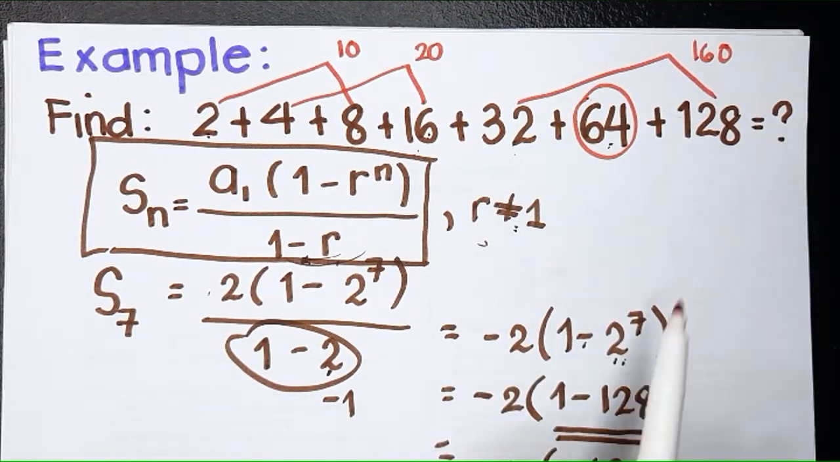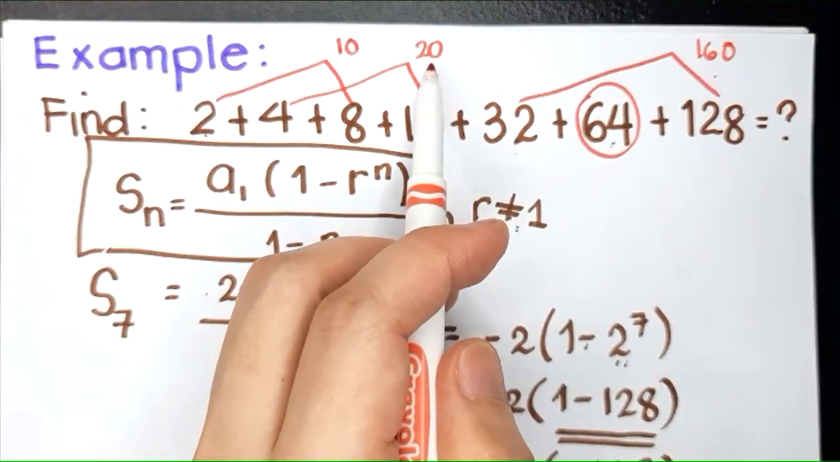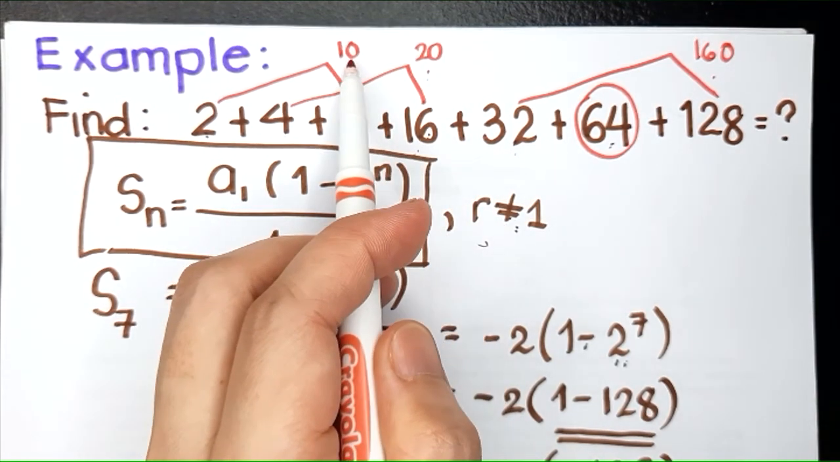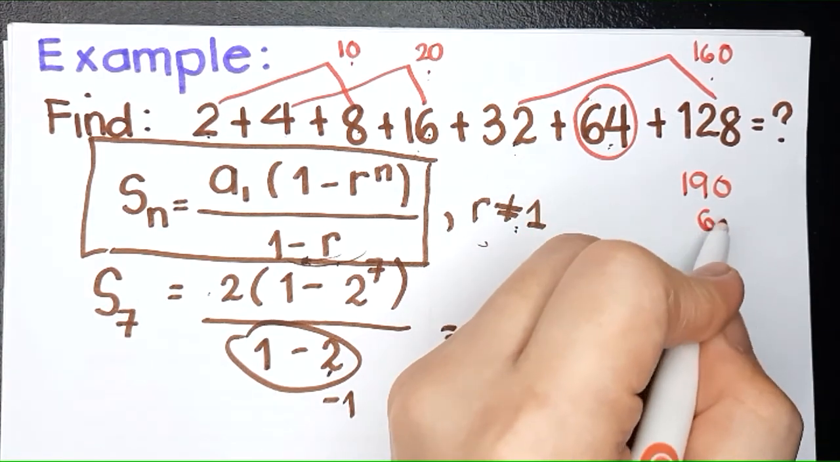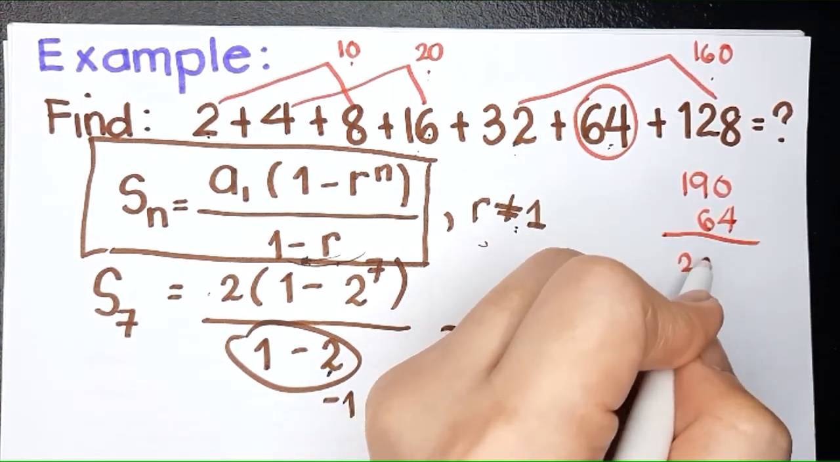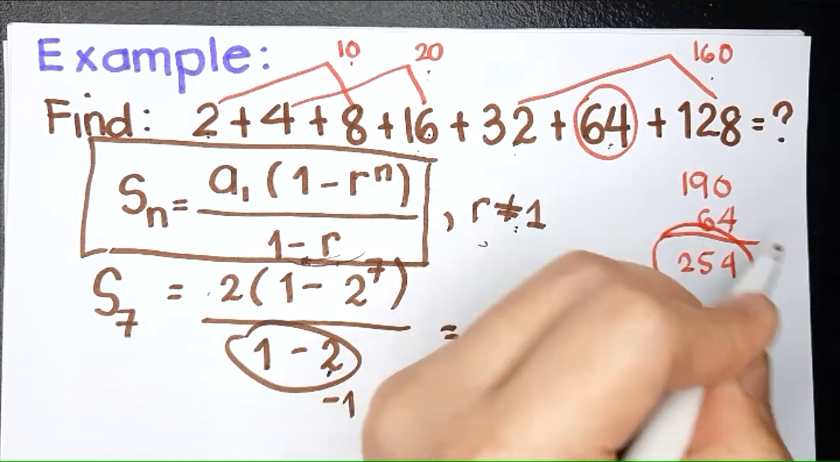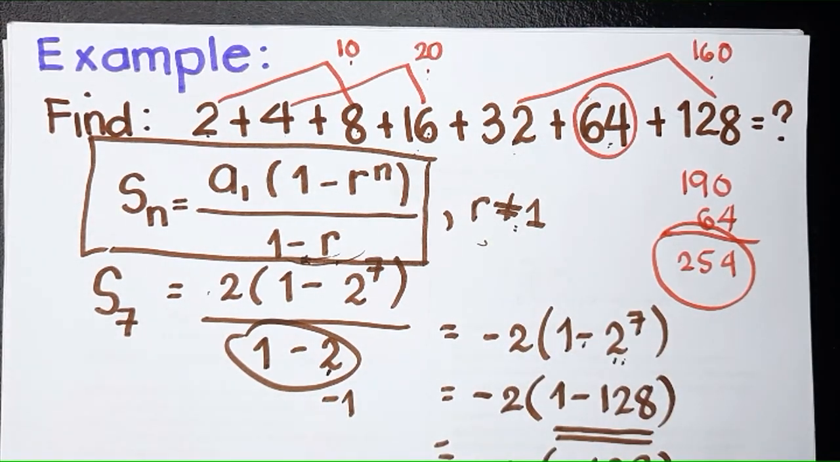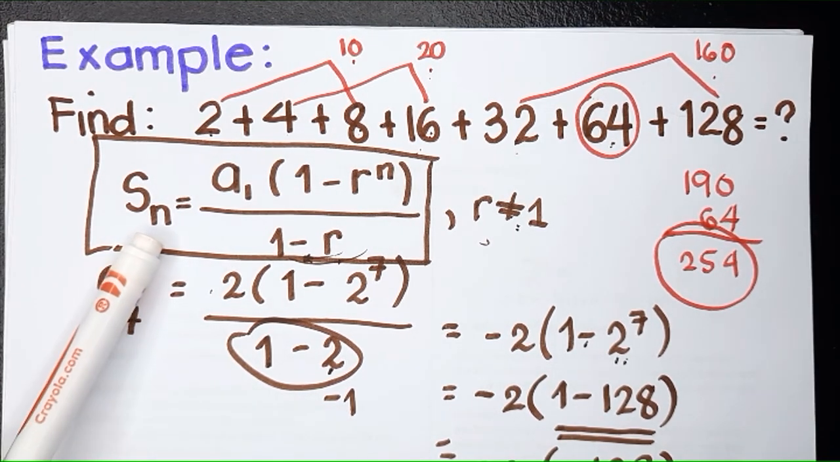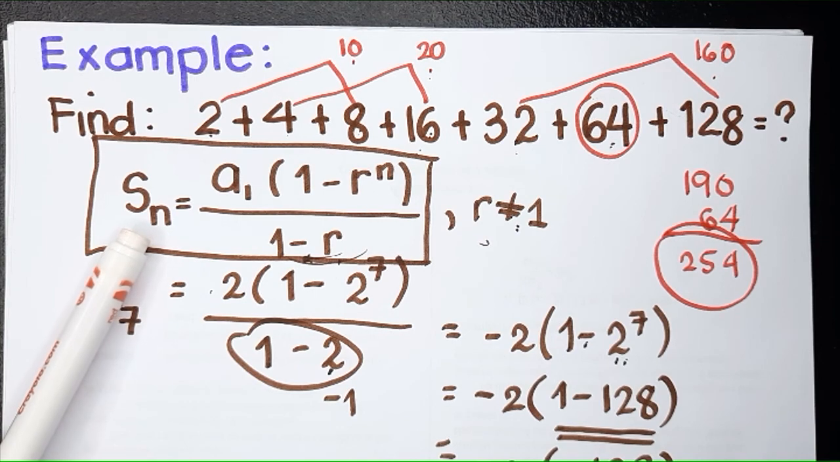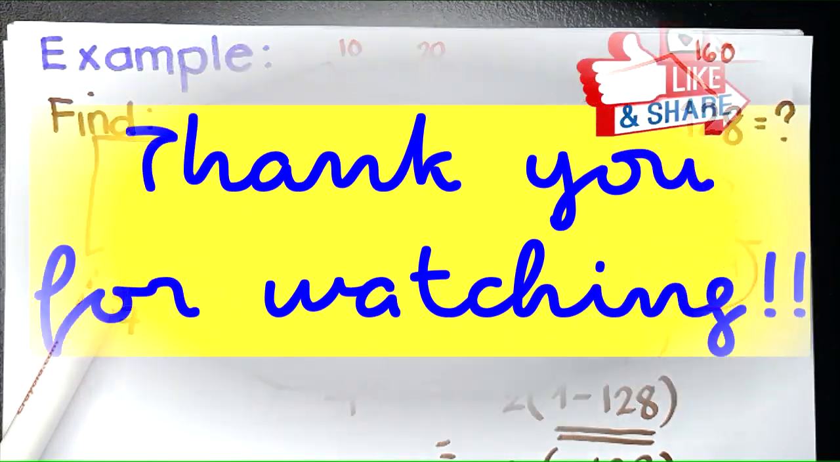Right? So, what do you get? 160 plus 20, 180 plus 10, 190. So, 190 plus 64, you will get 254 as well. You see? So, kapag kaya ang brute force, okay, so, you may do it. Okay? Pero kapag allowed naman kayong gumamit ng calculator, of course, you may use this formula. Okay? Kung saan kayo komportable.